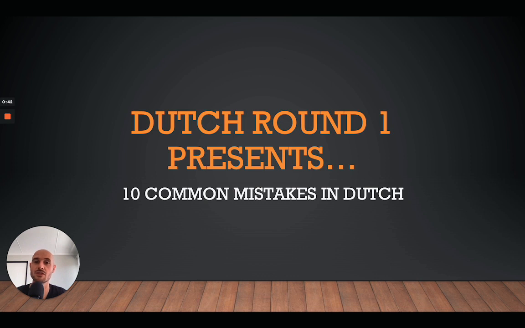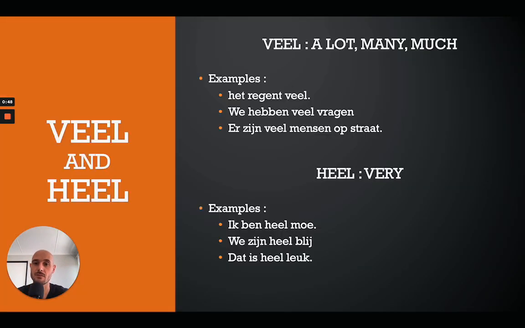But without much further ado, let's go straight for the 10 common mistakes in the Dutch language. And the first one we are going to take a look at is the difference between veel and heel. Veel means a lot, many, much, and heel means very. When I'm teaching and when the students are speaking Dutch, which is great, I hear this mistake quite a bit. They will mix up veel with heel.